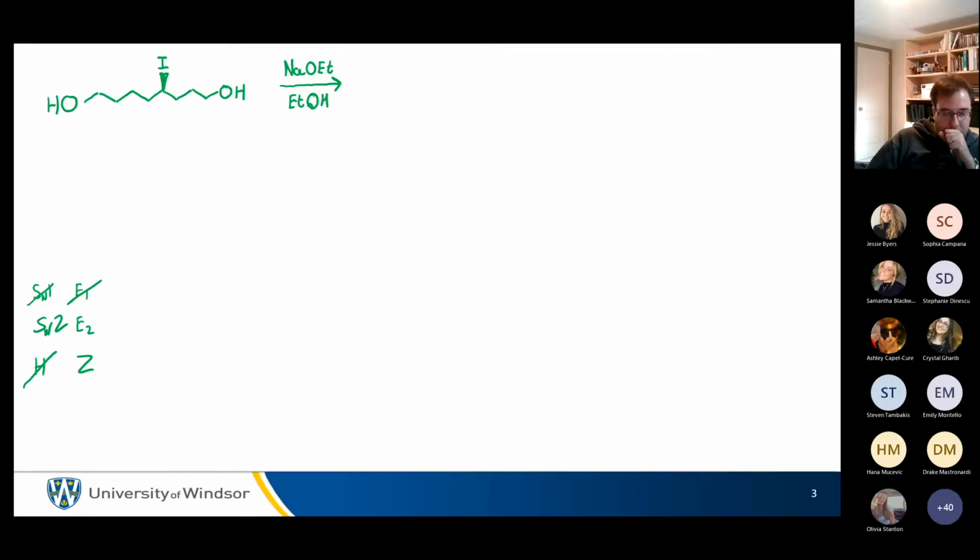Okay, so are either of those OHs easier to remove than the other one? Because you got 2 OHs on this molecule. Yeah, right. They're both the same. They're both more or less identical. Okay.